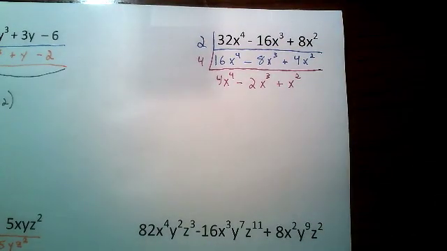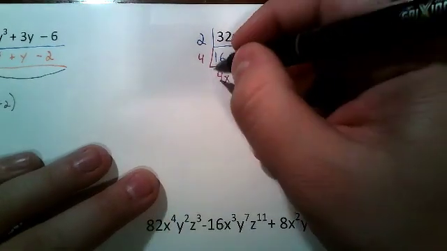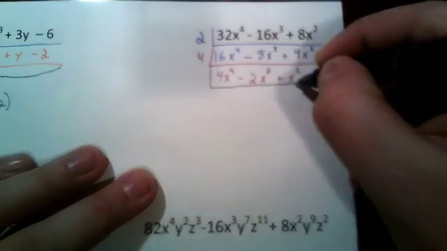Then I keep going. So do I have any more numbers that I can take out? No, I don't. Okay. So what's next? What do we look for? Well, we look for variables. So they all have an x in common, so let's take out an x.